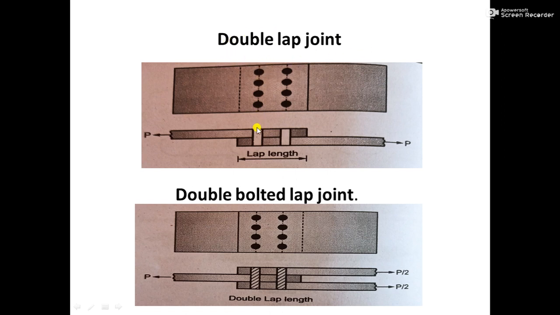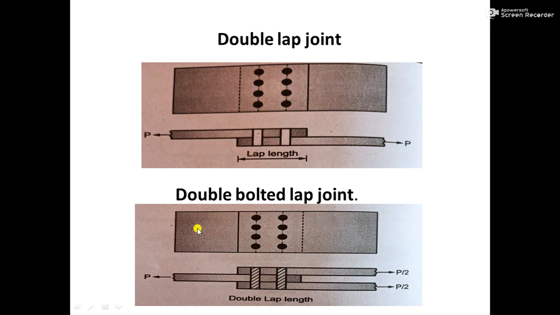Here the number of rows of connections or bolts is different, or it may vary. Here two lines are shown, it may be 3 or it may be 4 according to the type of loading, or how much load we are going to apply on this connection.